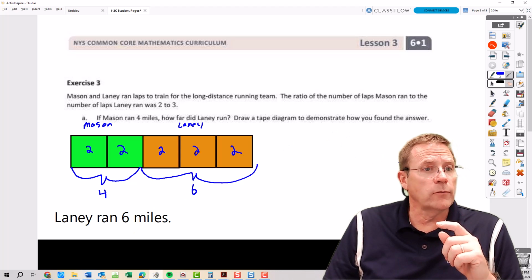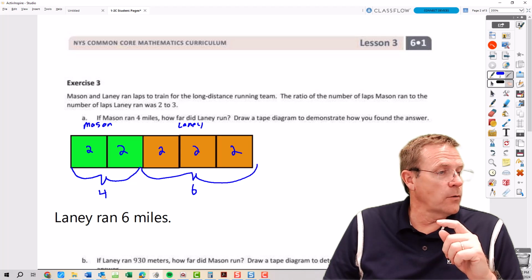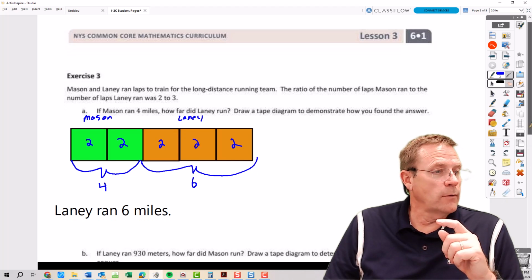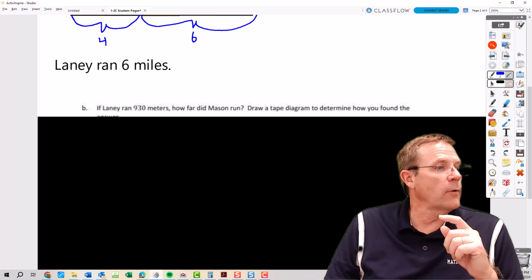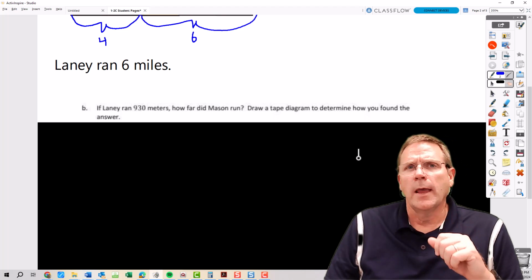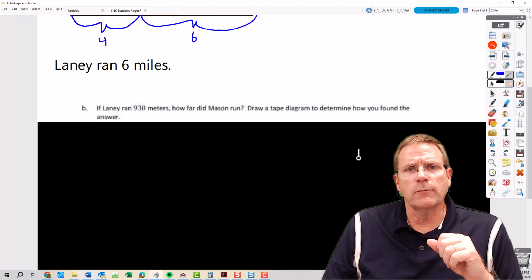Now, you pause the recording and work on the next part of the problem, where we're going to take a look at the fact that we know that Laney ran 930 meters, and we want to know how far Mason ran.